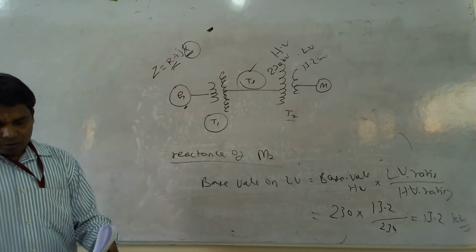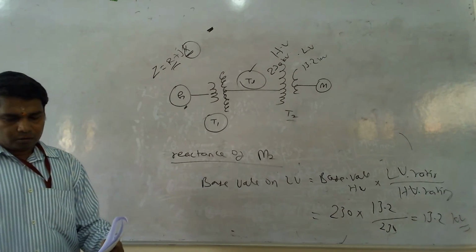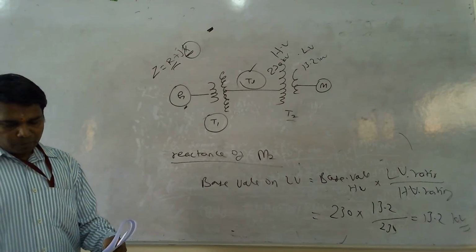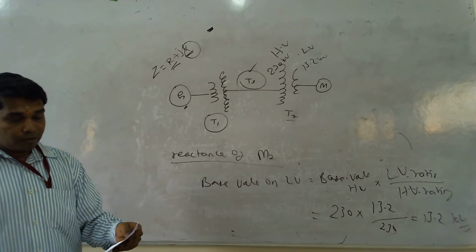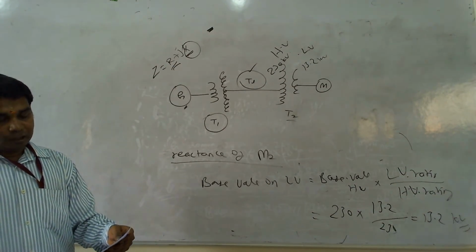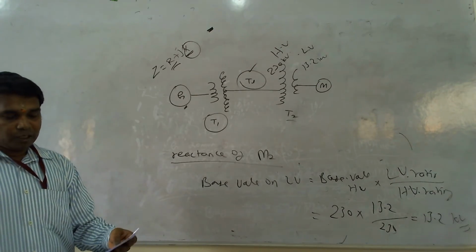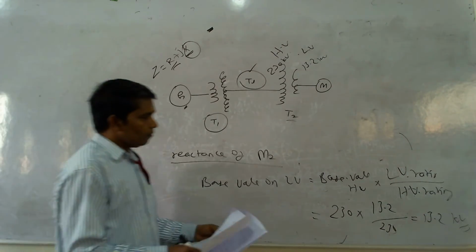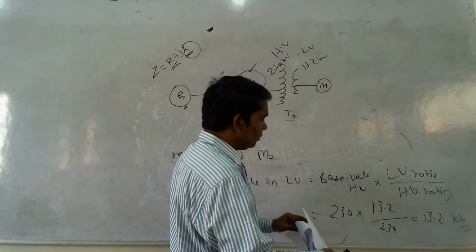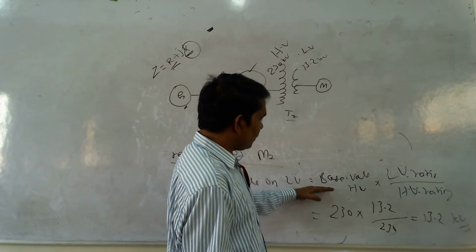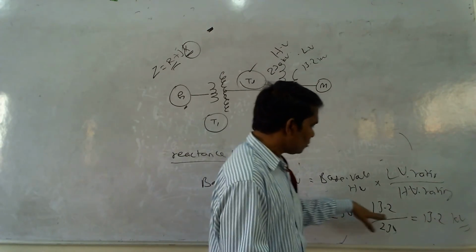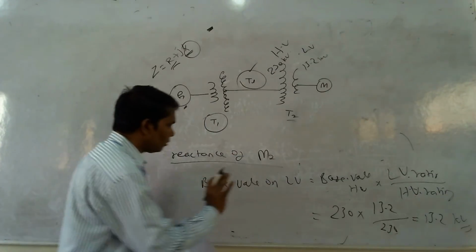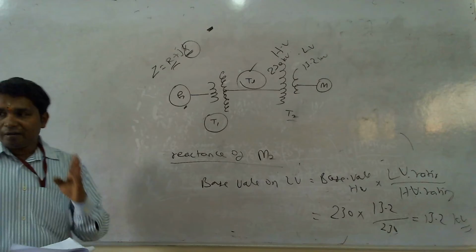Yes, the 13.2 data is given for the motor. The base high voltage side is 230, and the high voltage rating is 230, so it will get cancelled, leaving 13.2 kilovolt. Now we have determined all the values.